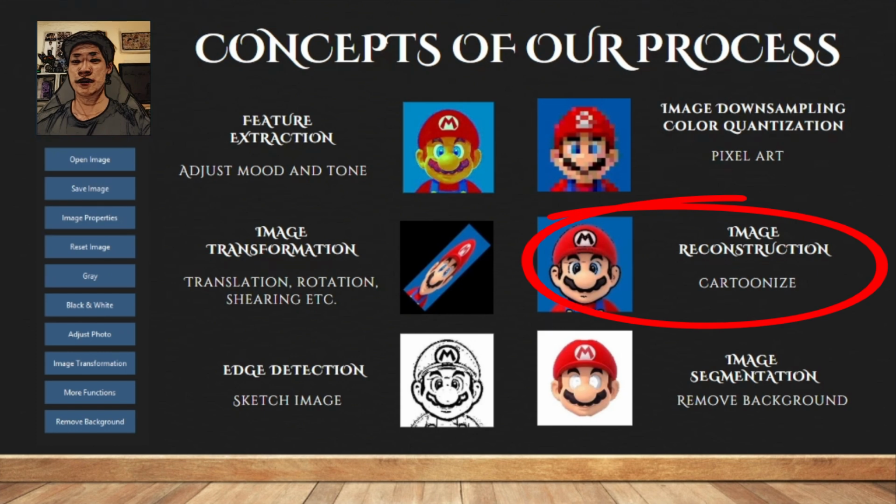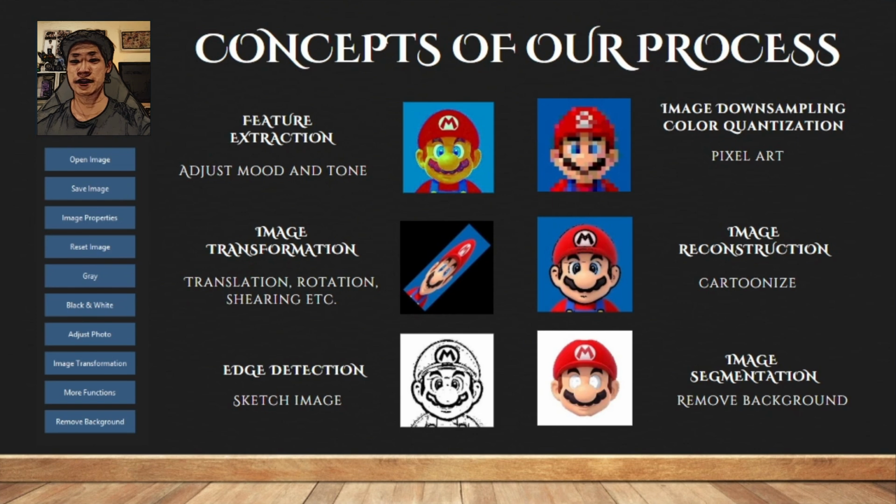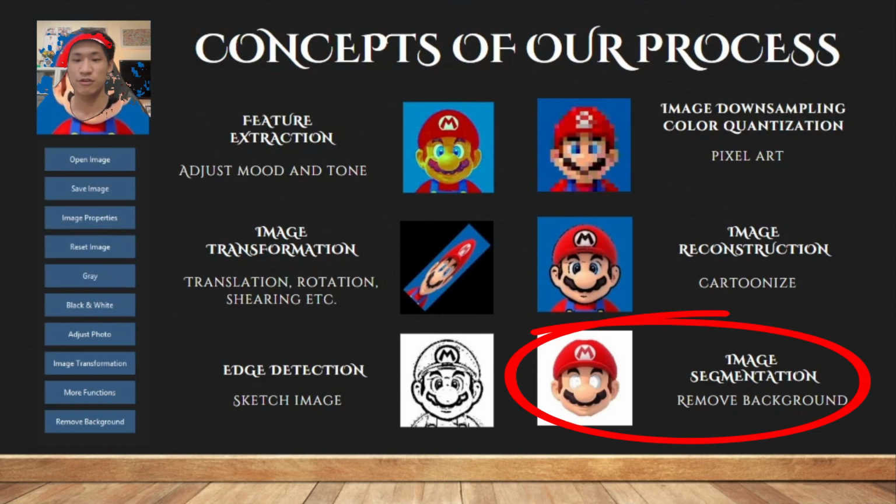Image reconstruction focuses on cartoonization, which applies artistic effects to make an image look like hand-drawn illustrations. This technique can be used for stylized filters or even AI-generated artwork. Edge detection converts an image into a sketch-like representation by identifying the most prominent outlines. This is useful for applications like handwriting recognition or object detection. And finally, image segmentation removes the background, isolating the subject of an image, and this is commonly used in photo editing, green screen effects, and even computer vision applications.